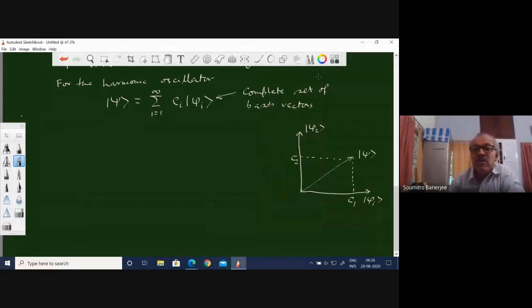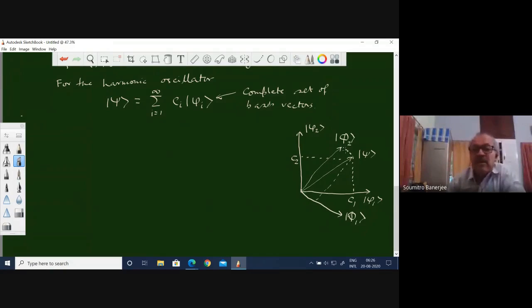That doesn't prevent you from defining another set of vectors like this, so long as these two are also orthogonal to each other. Let us call it, say, phi1 and phi2. Here also we can drop perpendiculars and find out its components, and thereby I can express the psi in terms of the phi1 and phi2.